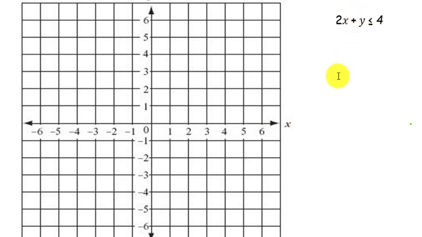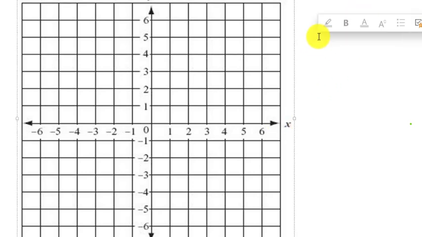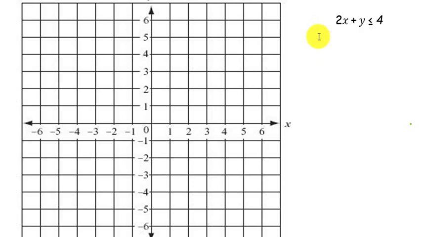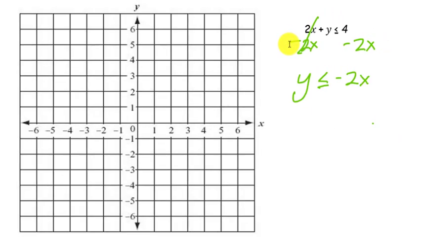Well, I want to get the y by itself, so I'm going to subtract the 2x from this side, and I subtract the 2x from this side. So what that really gets me is the y by itself. So y is less than or equal to negative 2x plus 4. Why is it plus 4? Because that 4 right there is positive, so it is plus 4 because of that.